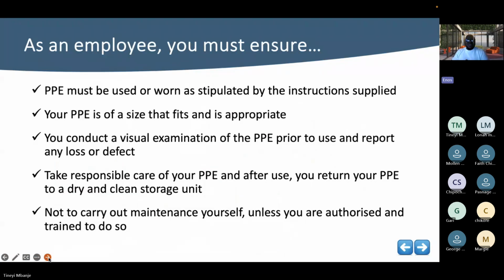As an employee, they must comply with PPE, use it adequately and correctly. They should have the right sizes and right fits. They should also examine whether it's all fitting well, and take responsible care of the PPE after use, including adequate disposal.